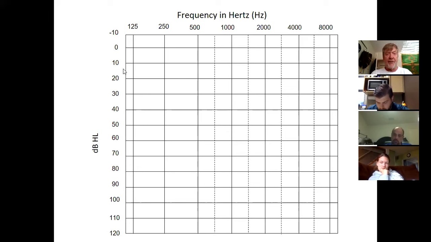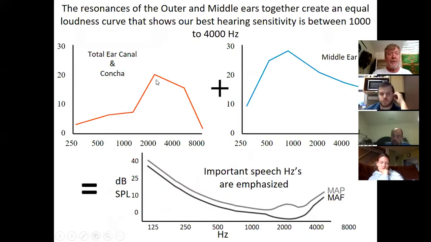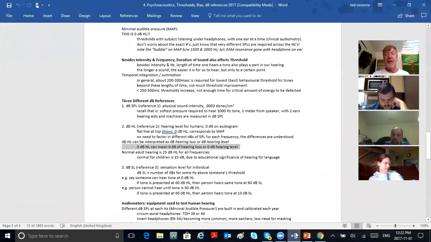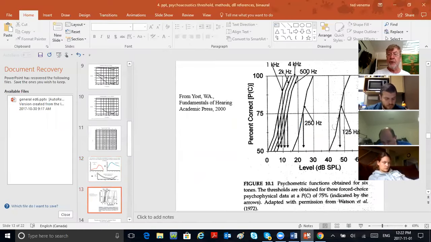Okay, enough of that set of slides. Now let's go to the newest one. So I'm going to hit escape, get out of here, go back to the notes, and we'll talk about our third reference, and then we'll go home. Here we go. The third reference is called dB sensation level, SL. So look at SL. This is the level for the individual. It's the number of decibels for some frequency above someone's threshold. In English, look at the audiogram again. Whoa, where's that audiogram?